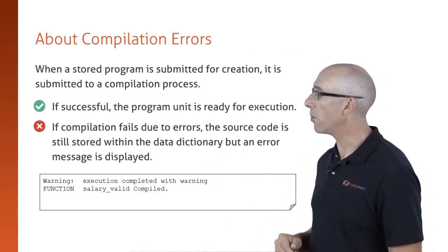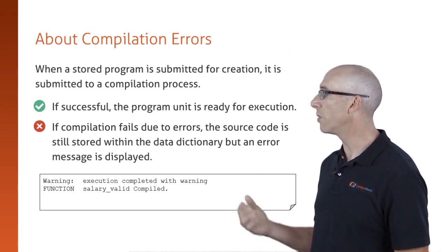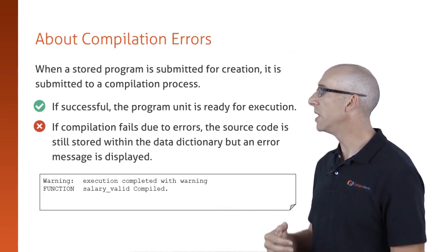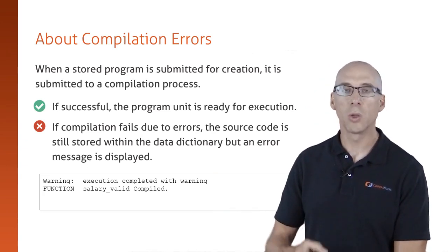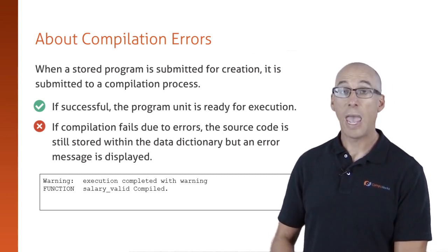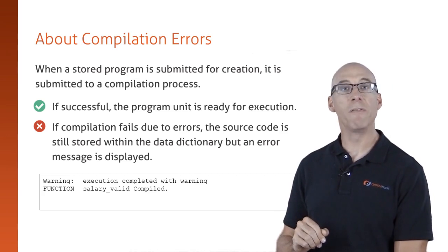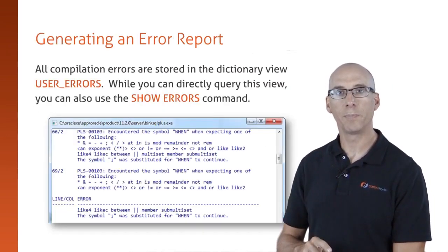And you will get a message something like this, where it says, warning, execution completed with warning. And it'll say function salary valid compiled. So it'll tell you it compiled, but it's going to tell you that there were some problems with it. And you will even be able to see this when you're inside of the SQL Developer environment. I'm going to show you this here in a little bit.